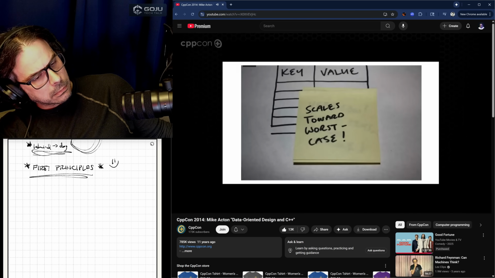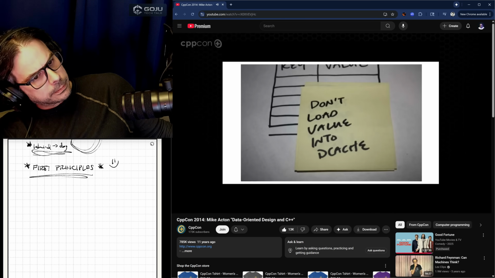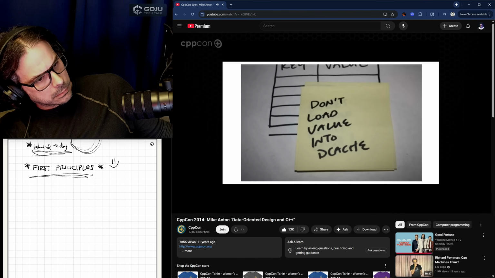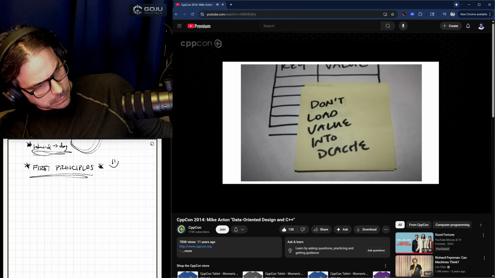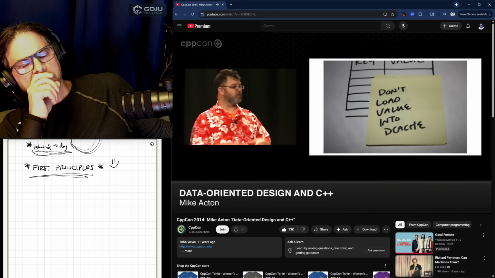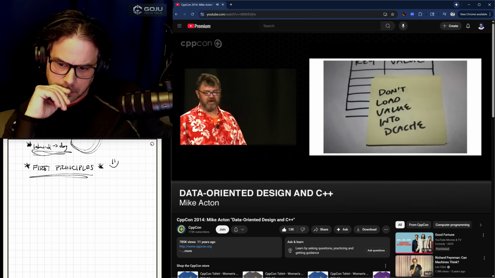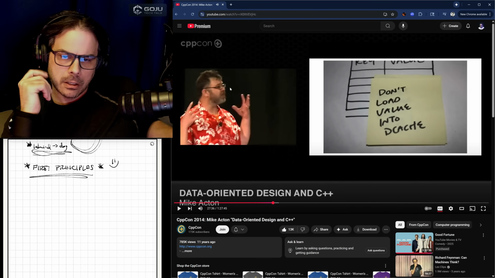So what happens is that this scales toward the worst case. As you have more keys and more values, it gets less performant per pair. And as you're iterating the keys, you're loading each value into Dcache, and you're immediately throwing it away, right? Because the vast majority of the time you're not using it at all. So you're wasting quite a bit of your bandwidth on your machine. You're doing things that are unnecessary.